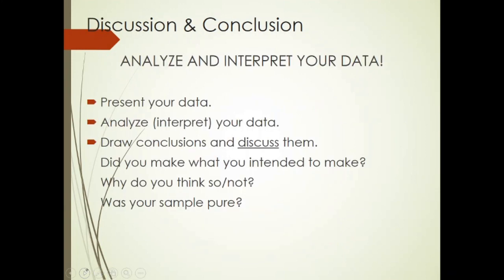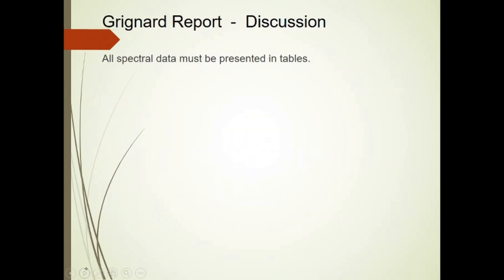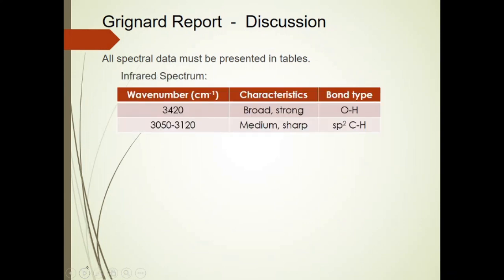So, discussion and conclusion. This is where you present your data. You need to analyze or interpret your data, discuss it, and draw conclusions. All spectral data must be presented in tables. So if you have an infrared spectrum, there should be 3 columns. The first will be wave numbers. Second, characteristics. Is it a broad peak? Is it a sharp peak? Is it a strong absorption, a medium or weak absorption? And then a conclusion for that. What kind of bond type is this depicting?